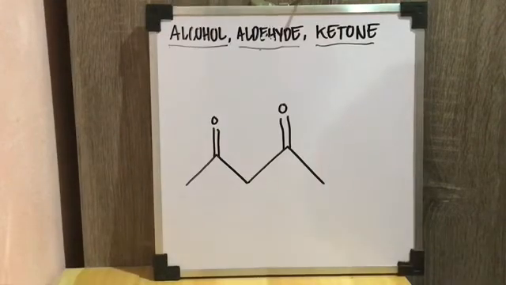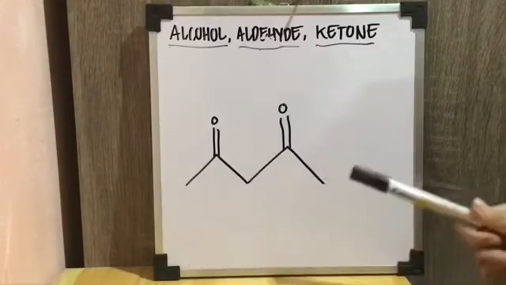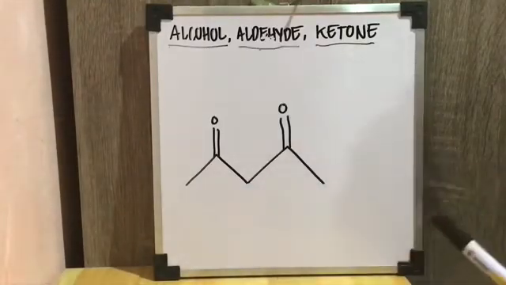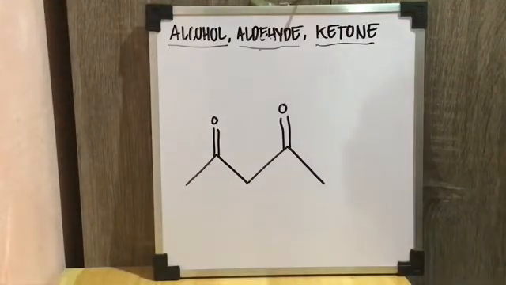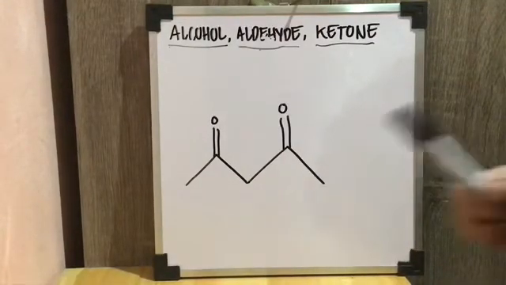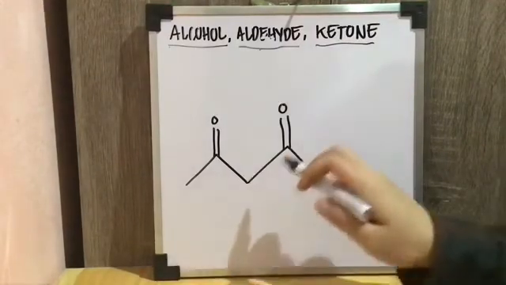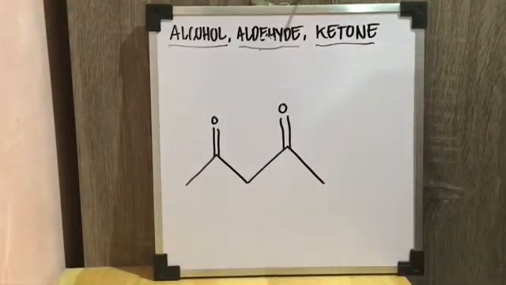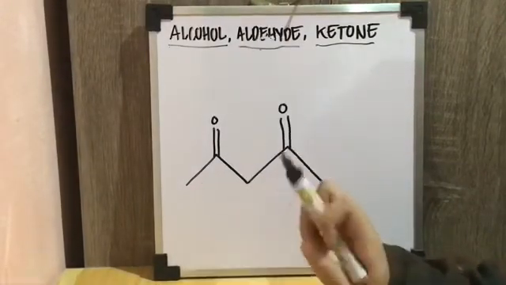But since it is equally distributed on the same side, it doesn't really matter where you count. You can count from the left, you can count from the right, and it would still give you the same result. But in this case, I will be counting from left to right because why not? So we have 1, 2, 3, 4, and then 5. The attachments are connected on the second and the fourth carbon.